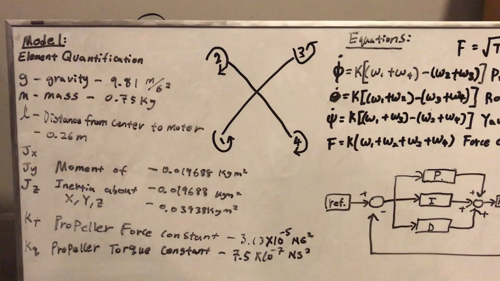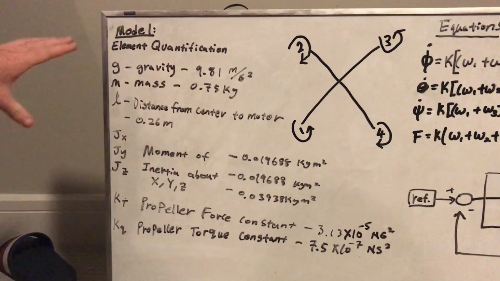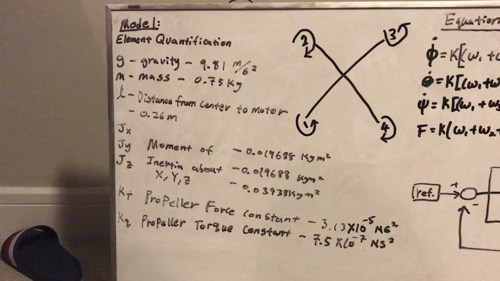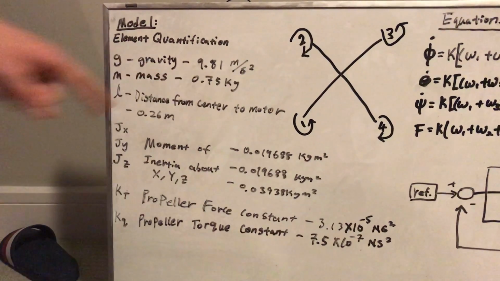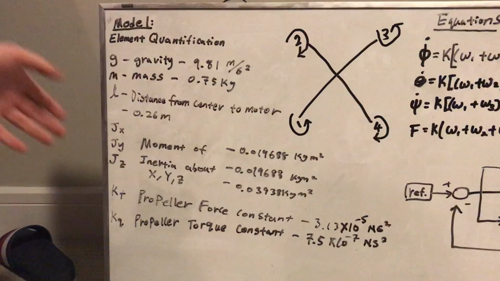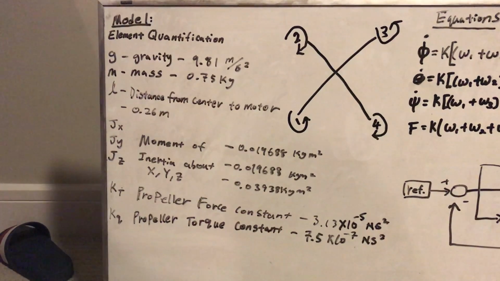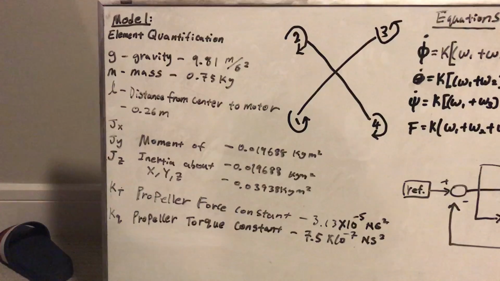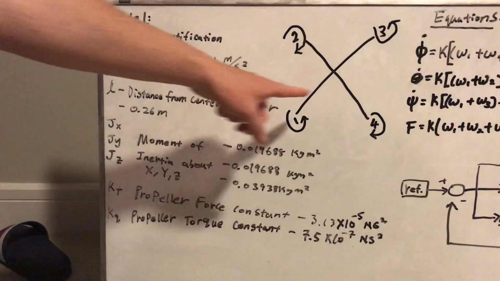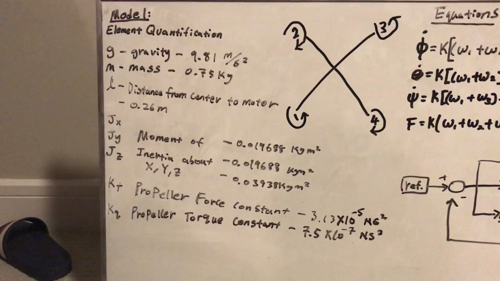So our plant is the quadcopter itself. Here are some of the quantitative measurements for this. There's the force of gravity, your mass, which will give you the weight of the quadcopter, and the distance from the center to the motor. These are just numbers that we found to be typical on some smaller scale quadcopters. So mass is like 0.75 kilograms, and the distance from the center of the quadcopter to where the rotor is, 0.26 meters.